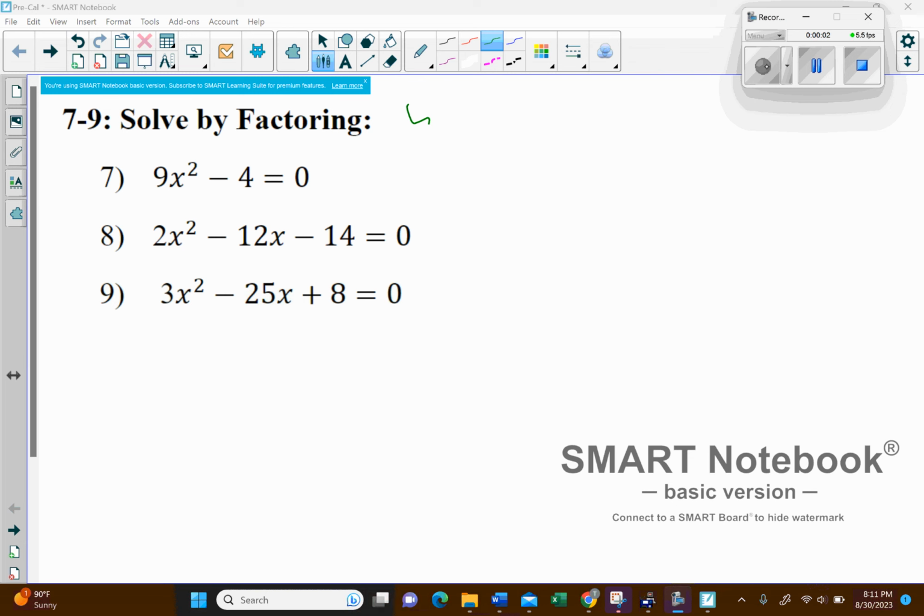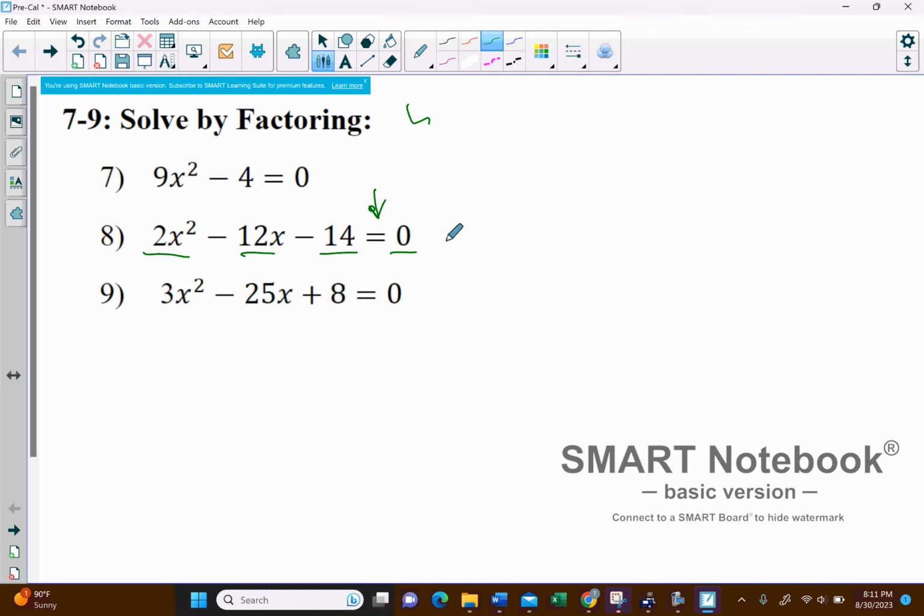Okay, let's look at 8 and 9. So, solve by factoring. The first thing I want to do to make my life easier, since I have an equal sign here, one of my properties of equality is I could just go ahead and divide everything by 2. So everything here, you can see I'm going to divide by 2. That first value would simplify into just an x squared, then minus 6x, and then minus 7, and then 0 divided by 2 is still just 0. And now I'm ready to factor this.